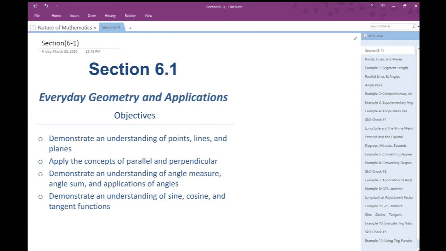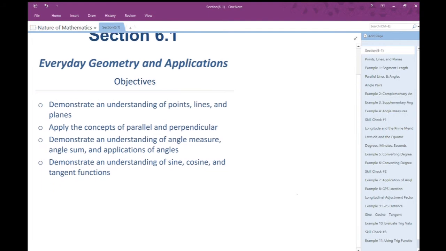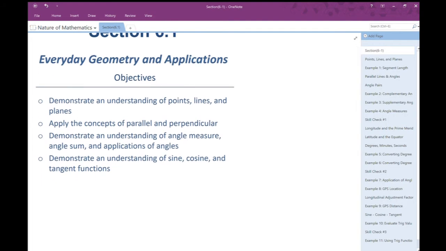Okay, so this is section 6.1, Everyday Geometry and Applications. We see the objectives here are we want to understand what points, lines, and planes are. Concepts we want to use are those of parallel and perpendicular lines. We want to understand what angle measure, angle sum, and angle applications are. And finally, we will work with sine, cosine, and tangent functions.